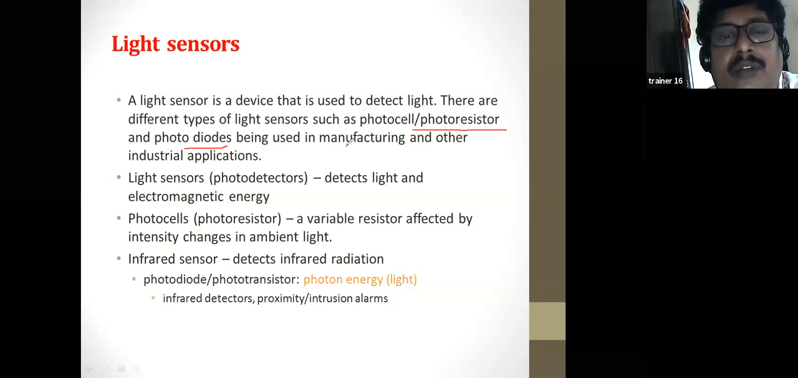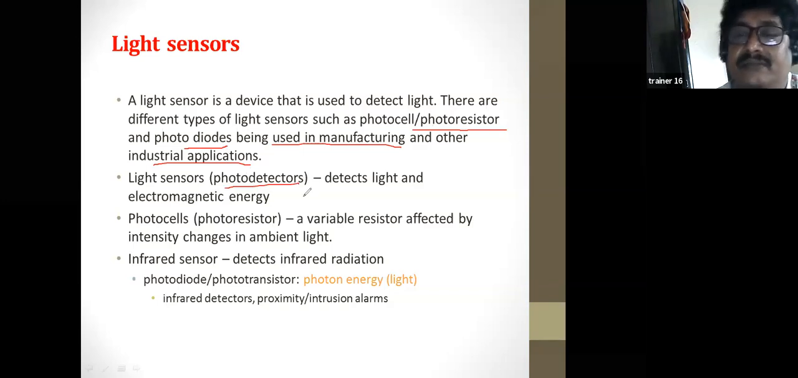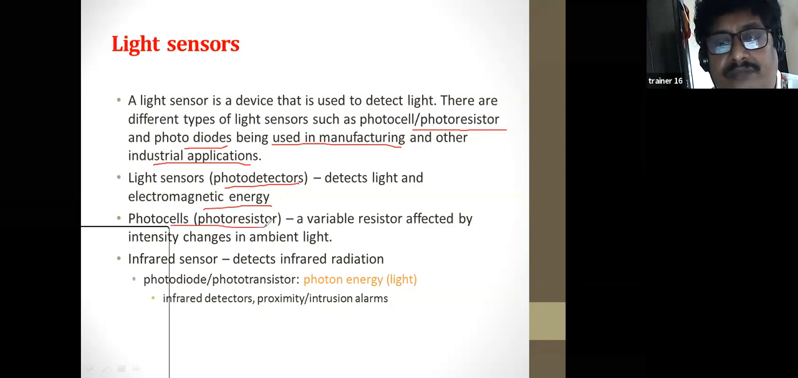These photocells or photoresistors and photodiodes are used in manufacturing and other industrial applications. And then light sensors. These are the photo detectors. That means it detects light and electromagnetic energy. And then photocells, that is a photoresistor.